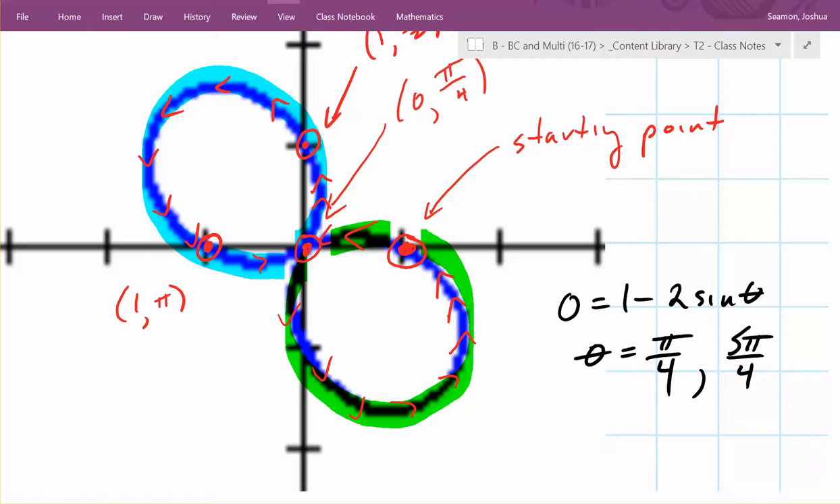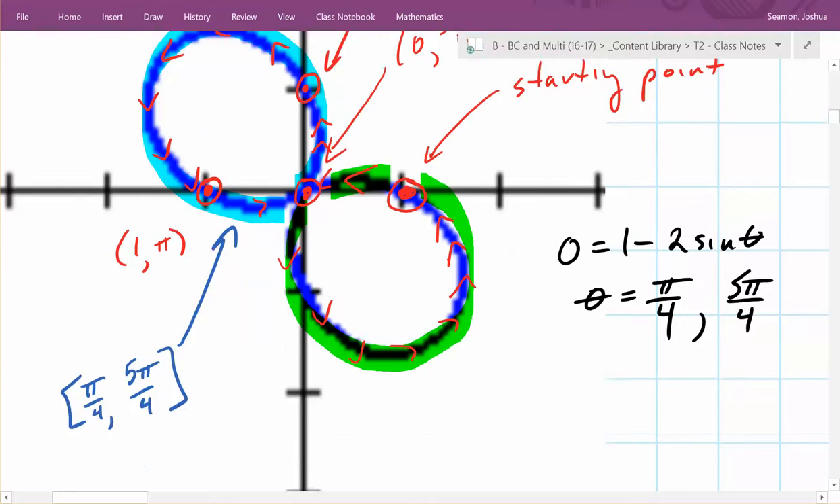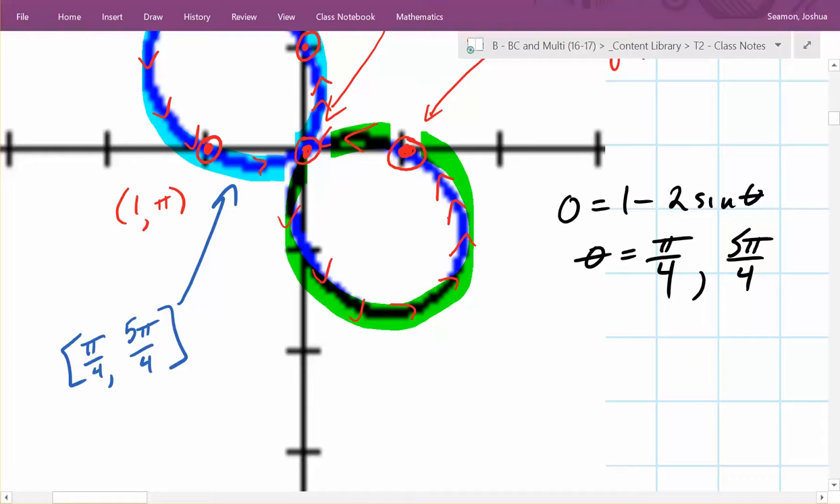So the first arc, this blue arc, I agree with you. It is pi over 4 all the way to what? 5 pi over 4. Do you agree? Okay, so the green arc, what's the lowest one for the green arc? 5 pi over 4 all the way to what? All the way to pi. Yes, you have to be really careful with this.